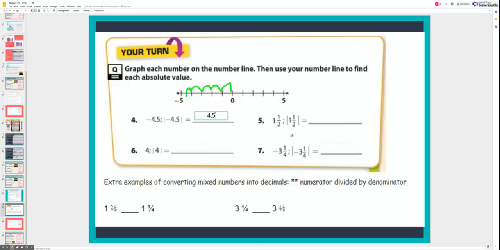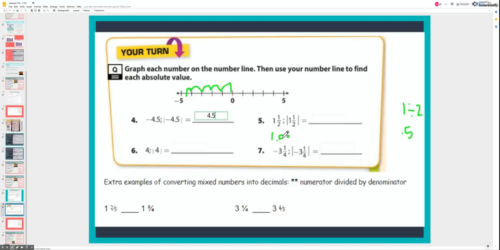Number 5, it says 1 1/2. This is a fraction, and the easiest way to turn a fraction into a decimal, I think personally that it's easier to graph decimals on a number line, but if you know how to graph fractions, then go for it. This is a pretty easy one. But to make a fraction into a decimal, you just have to take the numerator and divide it by the denominator. So 1 divided by 2, that gives you 0.5. So your decimal would be, you still have to keep the whole number attached. It's 1 1/2, so it would just be 1.5.